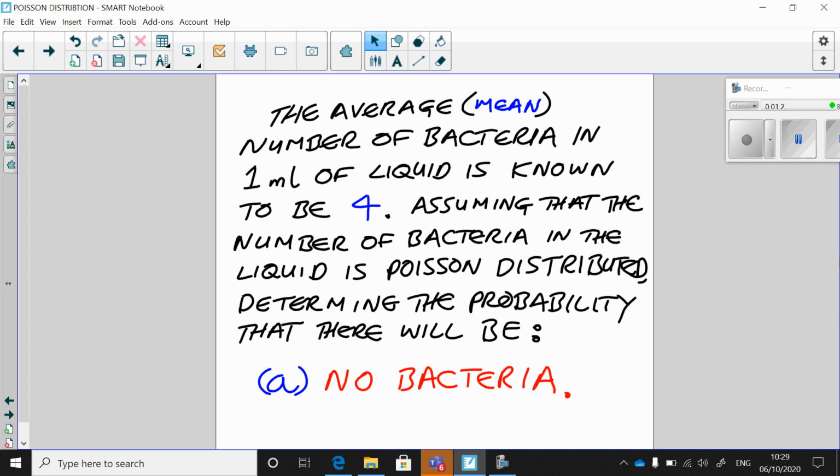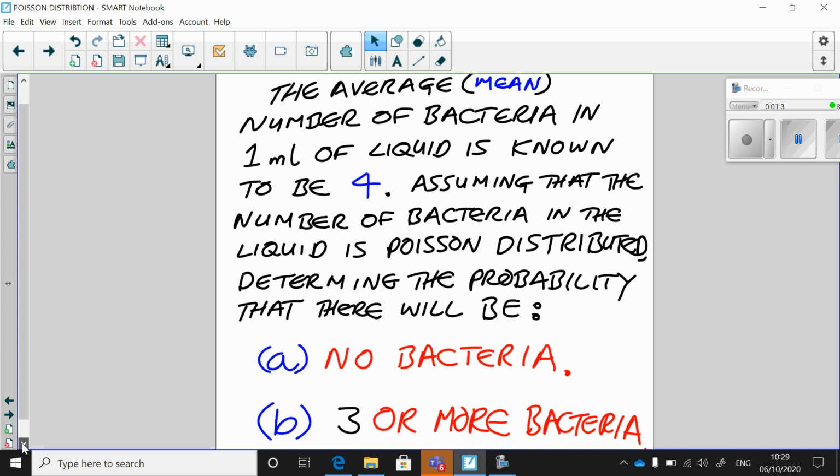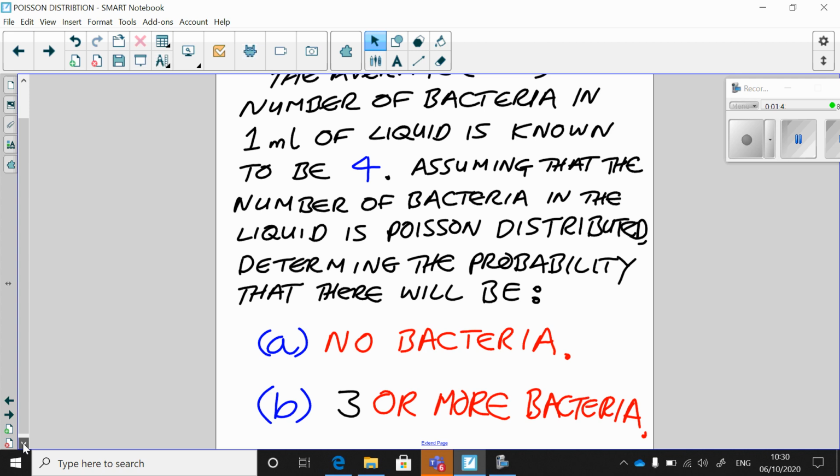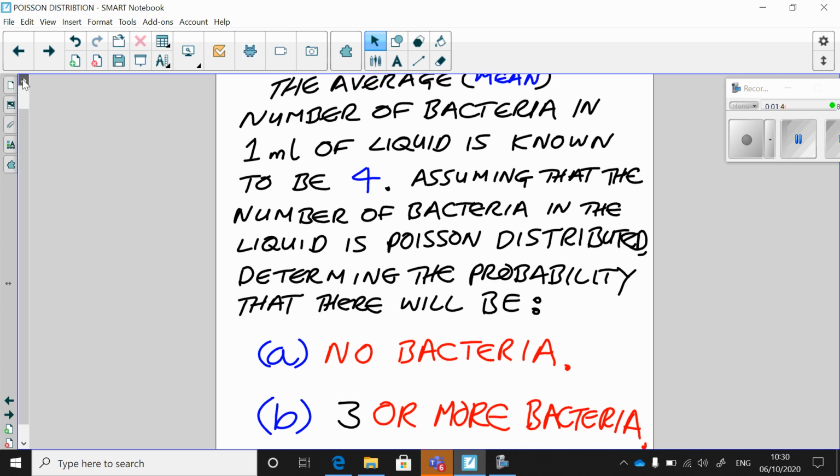And do we have another question? I think we do. Oh, and we can just about see it there. Scroll down there. Three or more bacteria in the 1 milliliters of liquid. Right, okay. I think we've got that there.